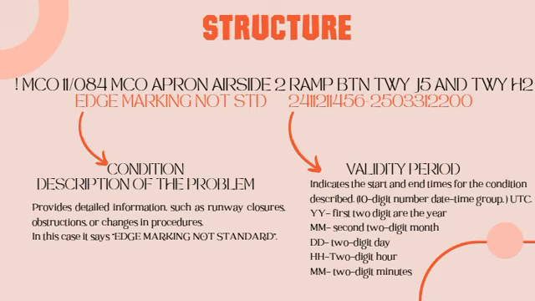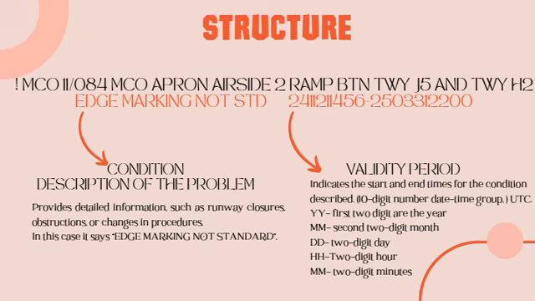Then we have the validity period that indicates the time when the NOTAM starts and when it ends. It's a 10-digit number date-time group and it's in UTC. The first 2 digits are the year, the second 2 digits are the month. Then it's followed by 2 digits for the day, 2 digits for the hour, and the last 2 digits are minutes. In this case, it says that the start time is the 21st of November of 2024 at 14:56, and the end time is March 31st of 2025 at 2200 UTC.